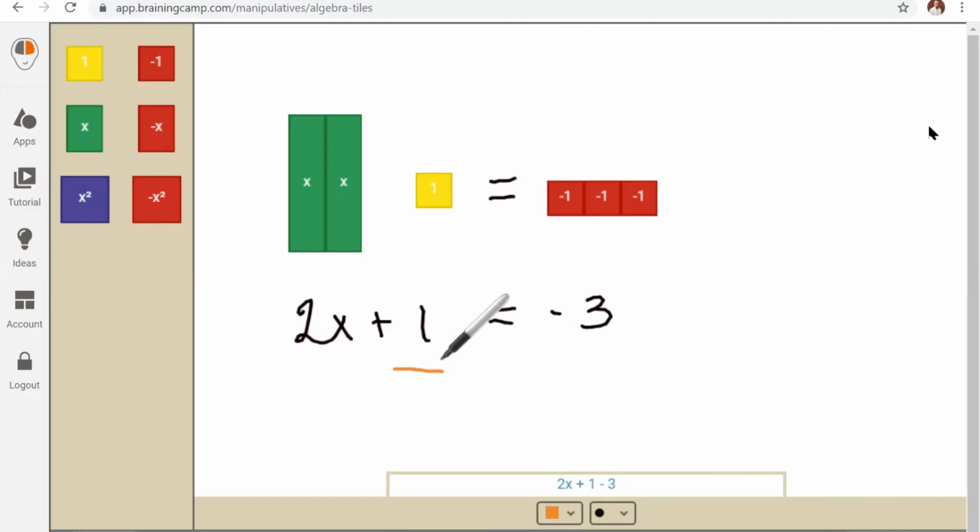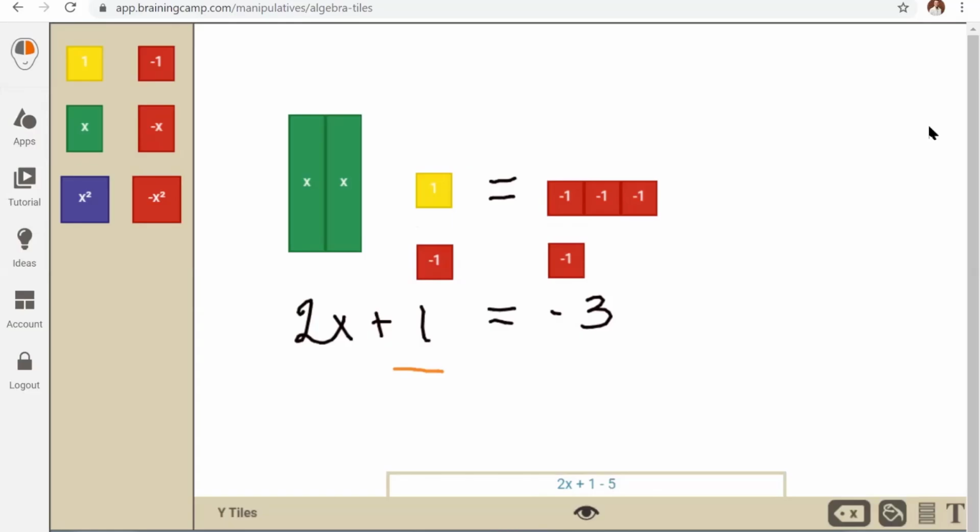Subtract 1 from this side. Let's symbolize that with our manipulatives here. We'll take 1 away from this side. But when we do that, we also need to subtract 1 from the other side in order to keep our equation balanced.